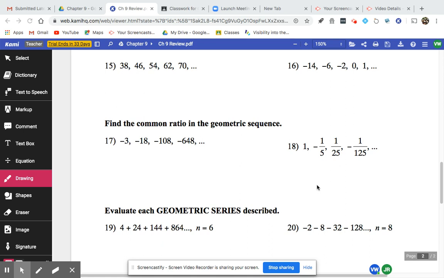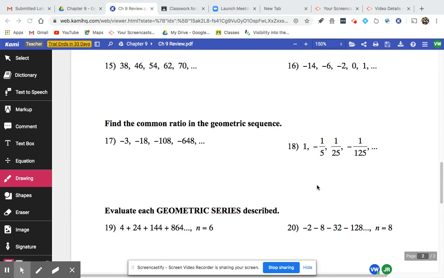We are doing page 2 of the Chapter 9 review. So this will wrap us up here. Number 15 and number 16, same directions as number 13 and 14. We need to describe whether or not the pattern of numbers is arithmetic, geometric, or neither.